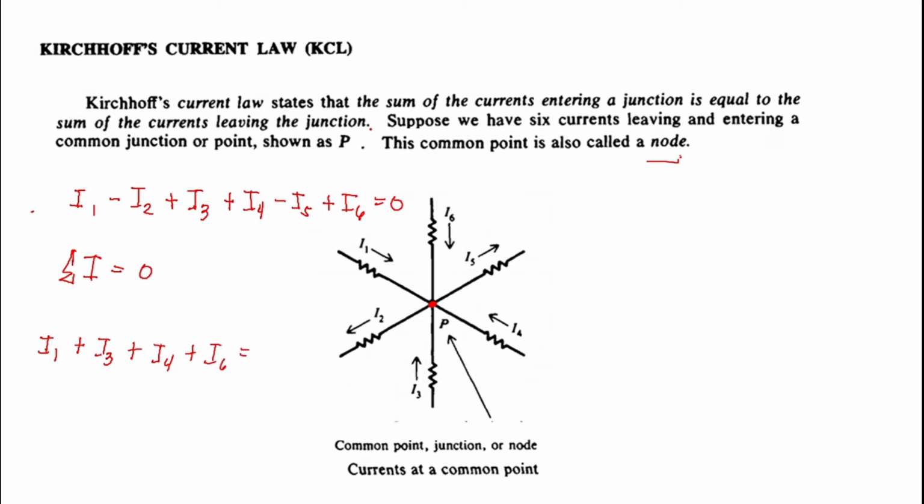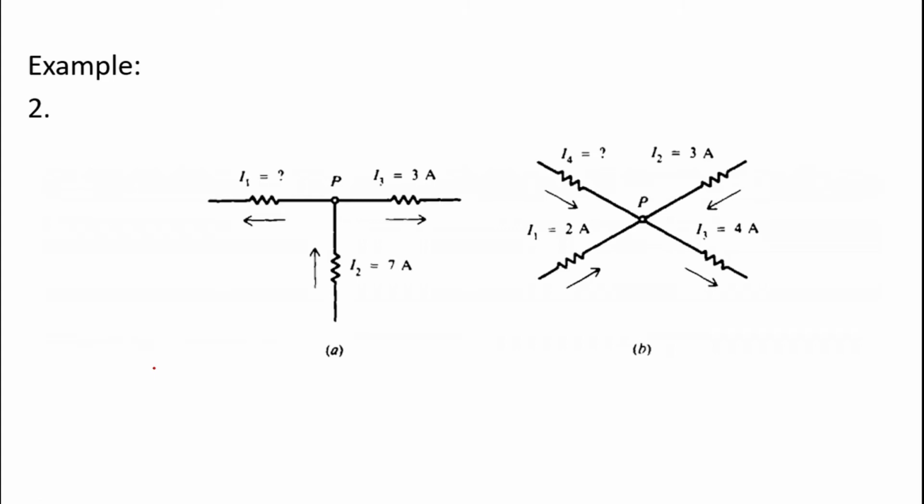For the definition of KCL, entering the junction is also equal to leaving the junction of the current. The leaving the junction are I2 and I5, and then transpose. So, I2 from negative becomes positive. So, I2 plus I5. So, this is the other definition of the KCL. Or, the current along the circuit is equal to 0. Okay? Example number 2, since number 1 was for the KVL.